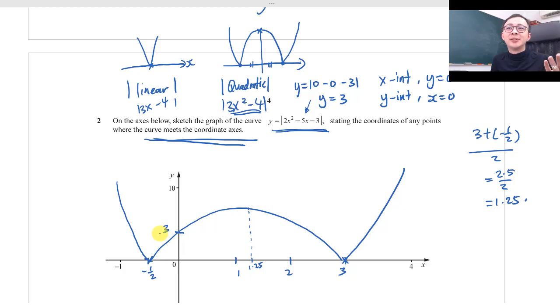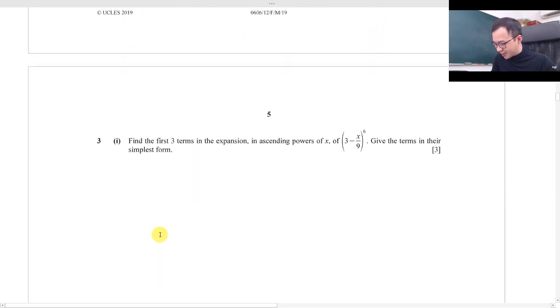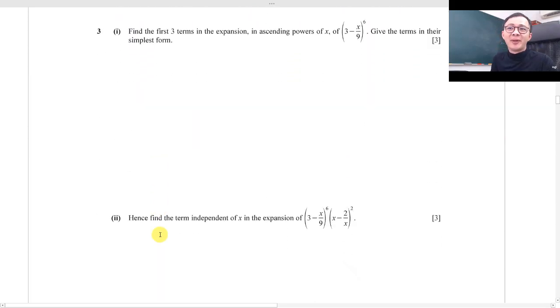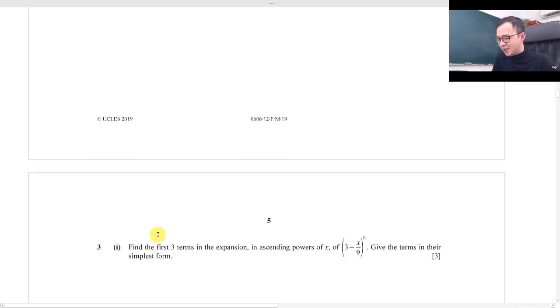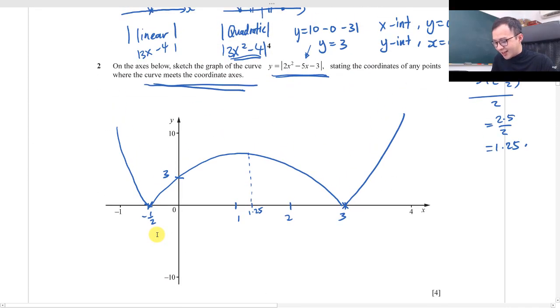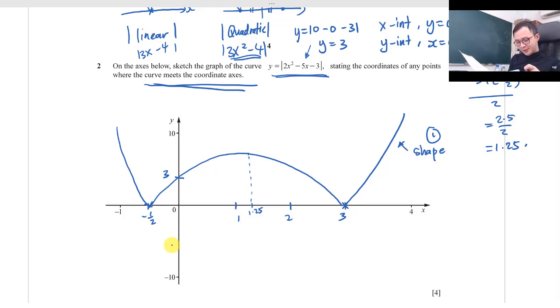Okay, so let me move on to the next questions. Yeah, I see a lot of comments over here. Yeah, sir, is the line of symmetry necessary? Line of symmetry is not necessary. I guess this is how they will give you the marks. The first 1 mark they will give to the shape here. Then over here the x-intercepts should be 2 marks, y-intercept should be 1 mark.